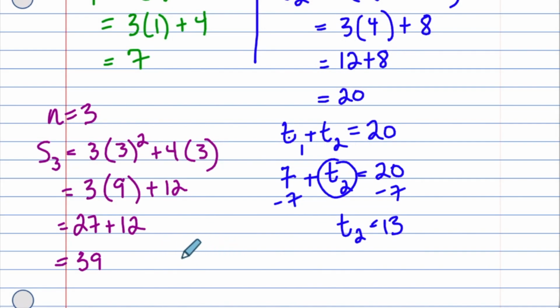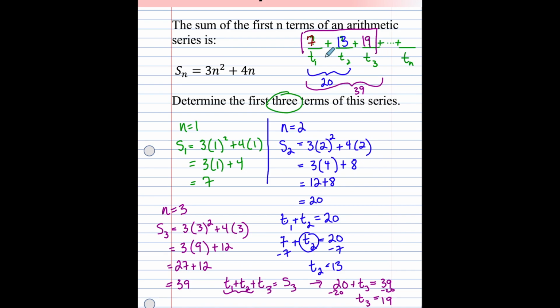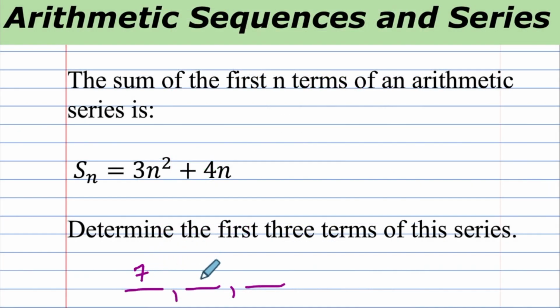And let's show the algebra then. So if we have t of 1 plus t of 2 plus t of 3 is S of 3. So we have 20 plus t of 3. And we know the sum is 39. And there it is. T of 3 is going to be, subtract 20 both sides, 19. We know that the first three terms are 7 and 13 and 19.